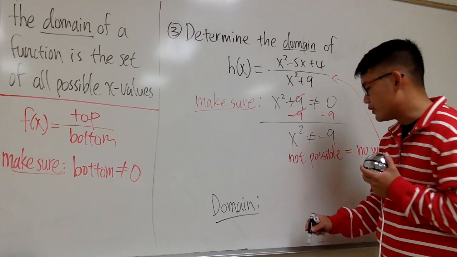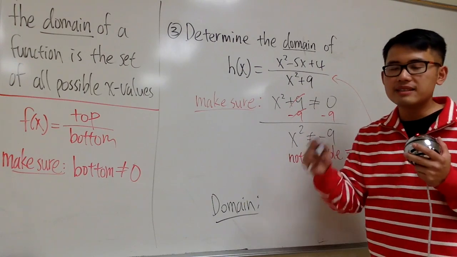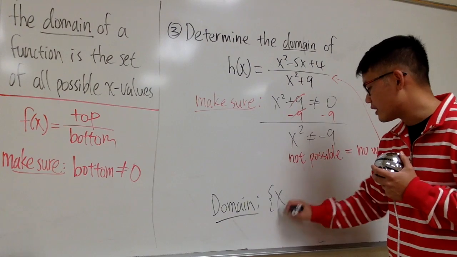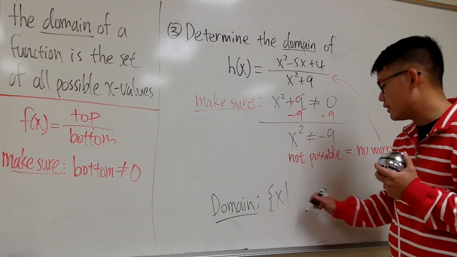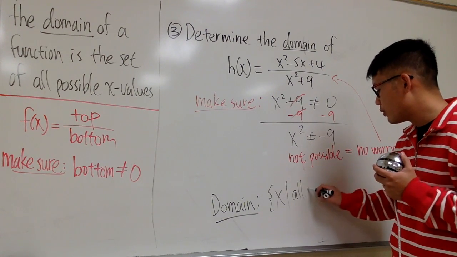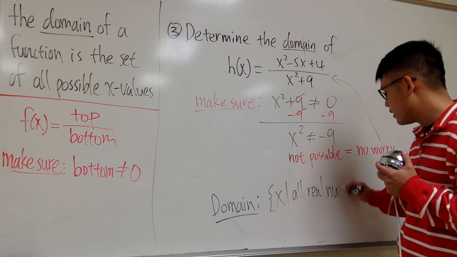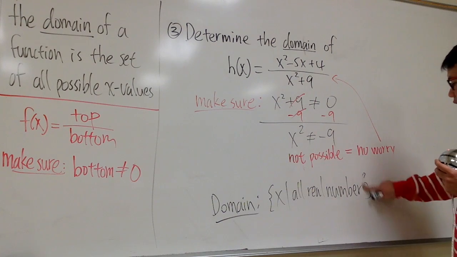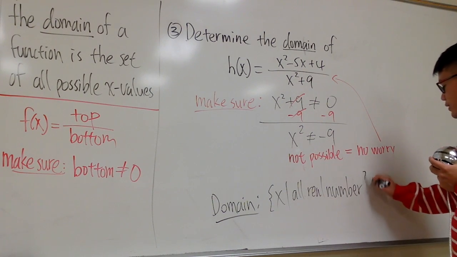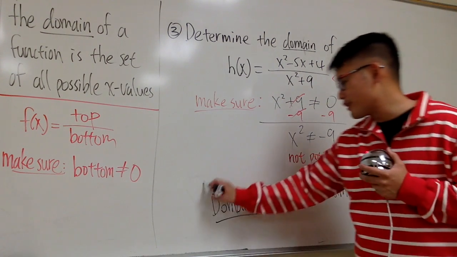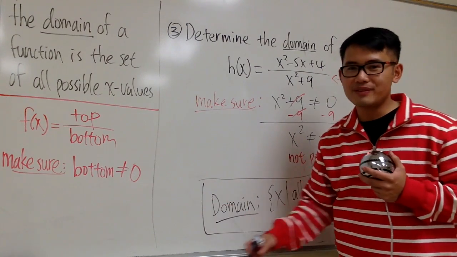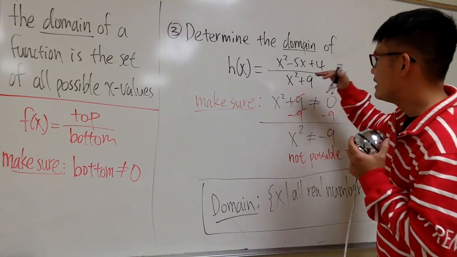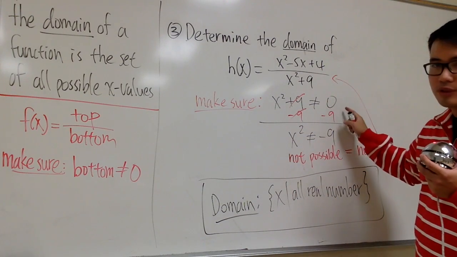Well, a few things you can do. You can just write down in words, x is all real numbers, so that's totally fine. Or you can just put this down in set builder notation, and you can just write it down: all real numbers. Seriously, there is no worry at all. And I'm just writing it down right here for you guys. That's for the domain. So, in conclusion, set the denominator not equal to 0.